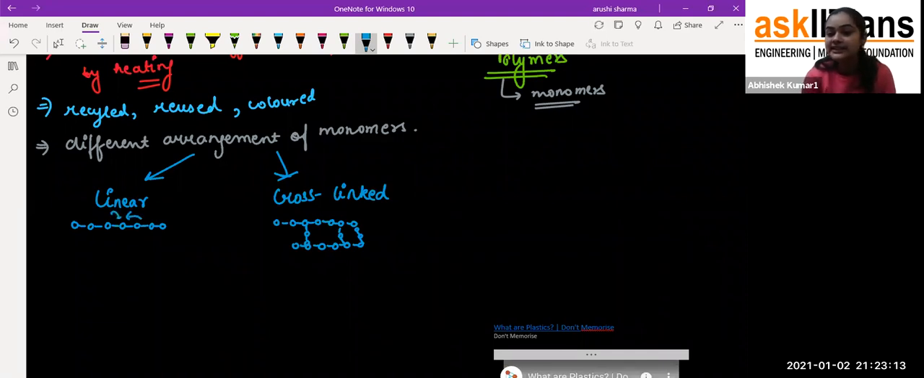two. But in this case, the monomers are linked in such a form that they are getting more strength from each side. So in this case, you can say that the cross-linked polymers, or cross-linked plastics, have more strength.